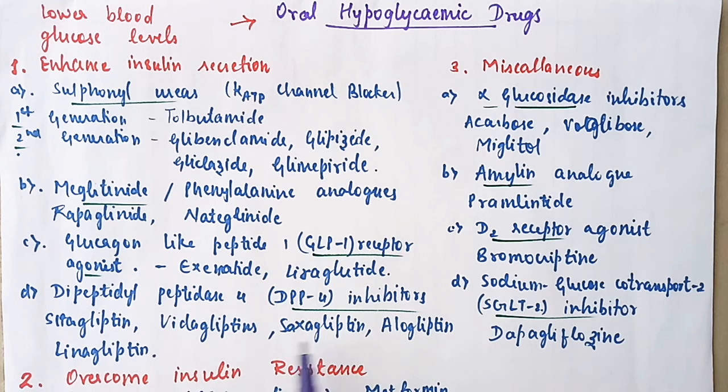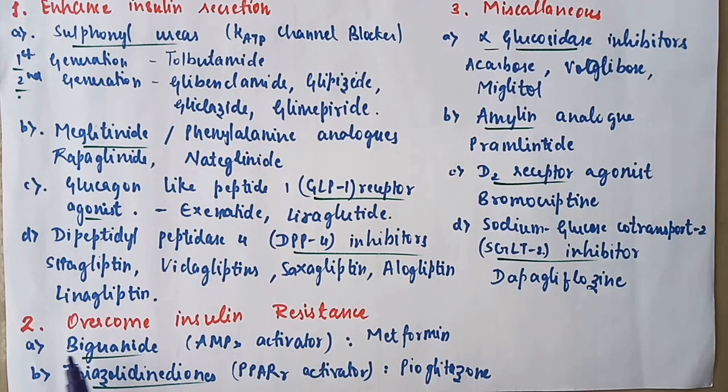This class includes all the gliptins. So you can remember by the way that the next class is the one that overcomes the insulin resistance. This class includes biguanides and thiazolidinediones. Biguanides include AMPK activators, that is metformin, and thiazolidinediones include PPAR activators, that is pioglitazone.